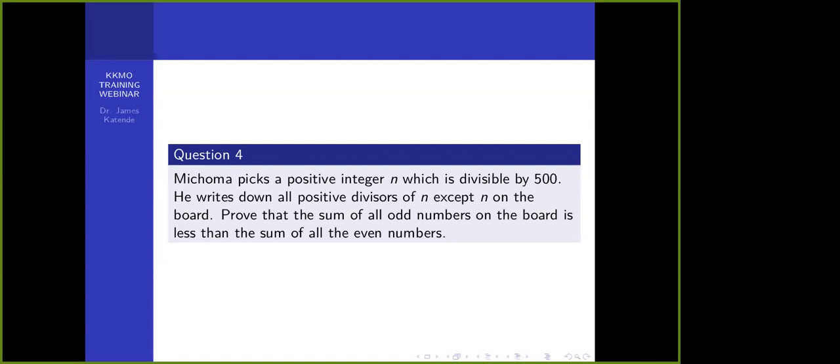But you have not considered the factors. You've considered all the numbers up to n, but not the factors. We are supposed to only consider the divisors of n, not all the numbers that are smaller than n. Okay, I've actually seen that.